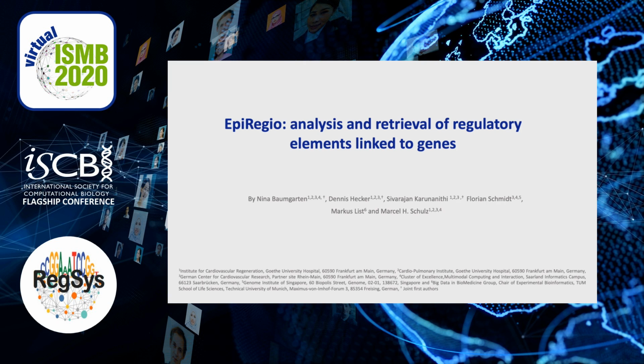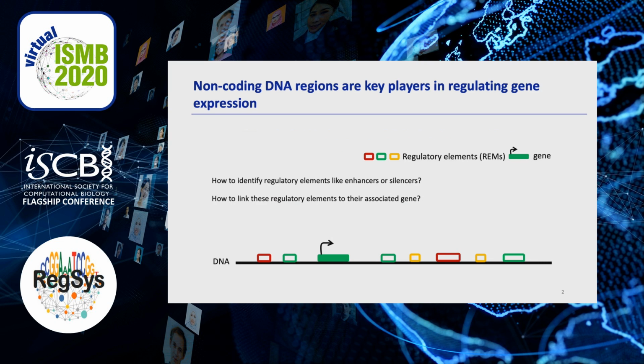My name is Nina Baumgarten, and EpiRegio is a joint project with Dennis Hecker, Shivaranjan Karunanidhi, Florian Schmidt, Markus List, and Marcel Schulz. A current challenge in genomics is to interpret non-coding regions and their role in transcriptional regulation of possible faraway target genes. And these regulatory elements can enhance or repress the expression of their associated genes. And the first question to answer is how to identify these regulatory elements.